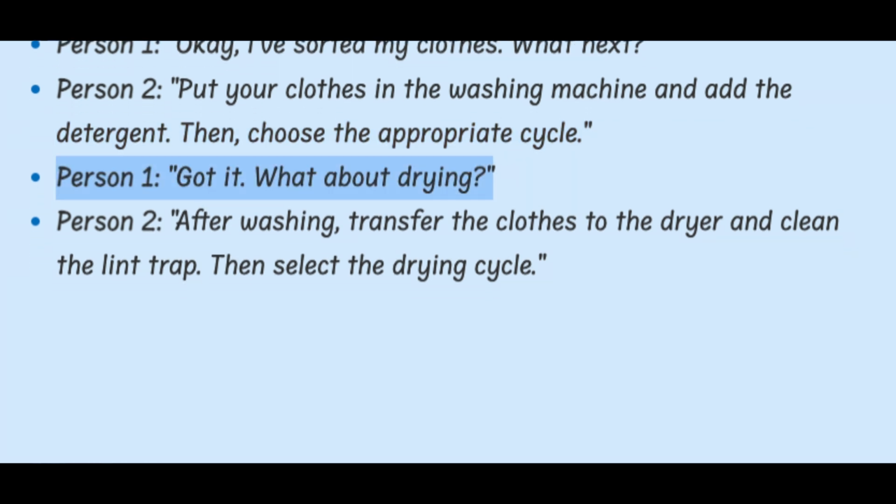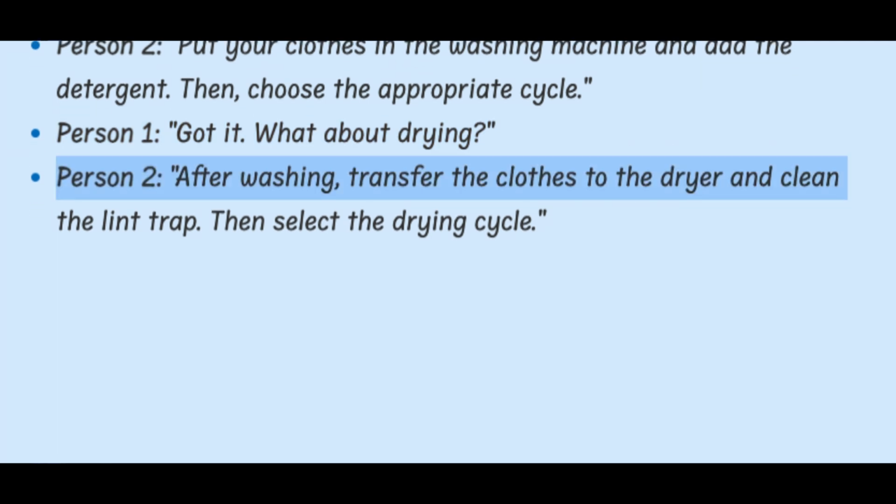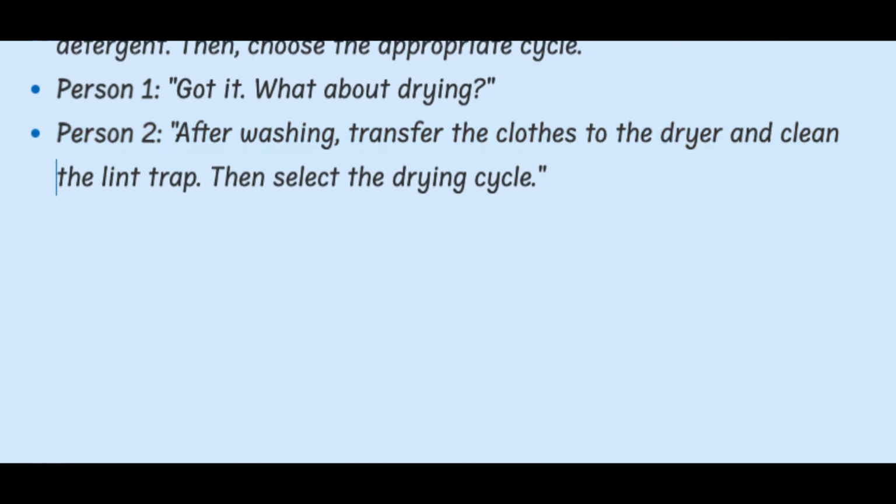Person 1: Got it. What about drying? Person 2: After washing, transfer the clothes to the dryer and clean the lint trap. Then select the drying cycle.